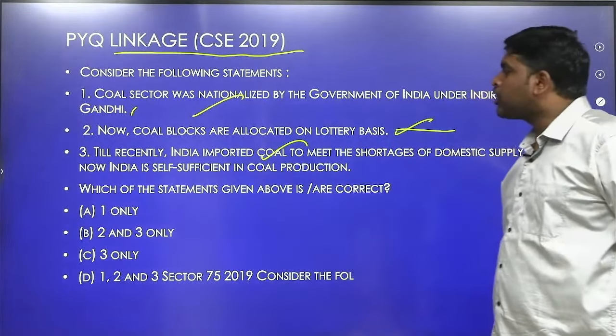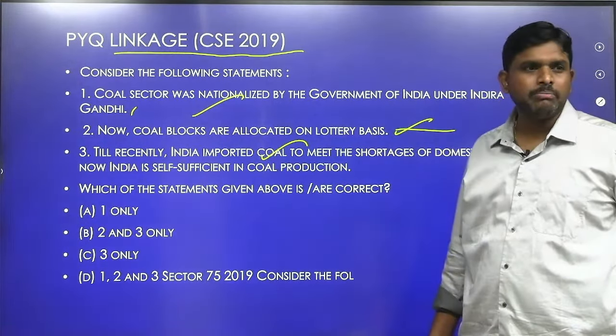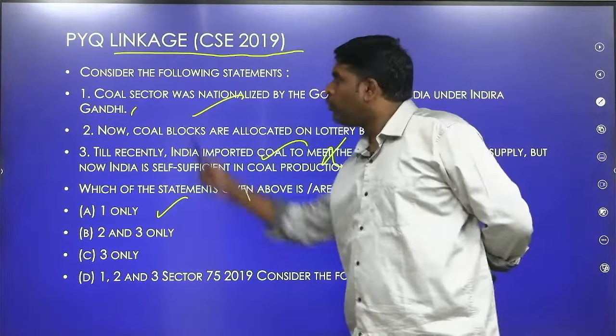Till recently, India imported coal to meet the shortages of domestic supply, but now India is self-sufficient. Self-sufficient? No, impossible. So, how many are correct? Only you should know this.